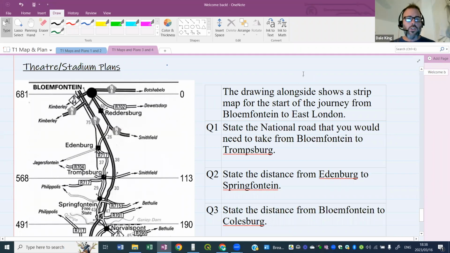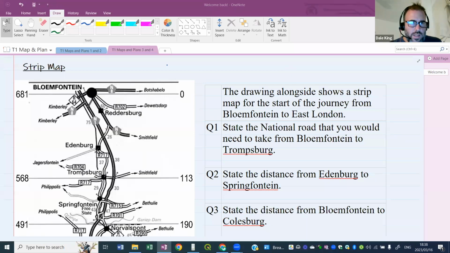A very useful map in those days was what we called a strip map. This is not a theater plan. This is a strip map. A strip map shows a specific route from one big city to another. If you were going from Durban to Joburg, for example, you would find the strip map for that route. The strip map would show you all the towns along that route, and they would put little markers along the way to show you kilometer readings along the route.